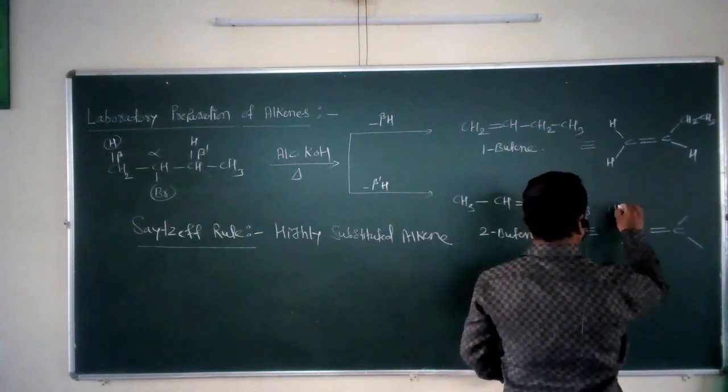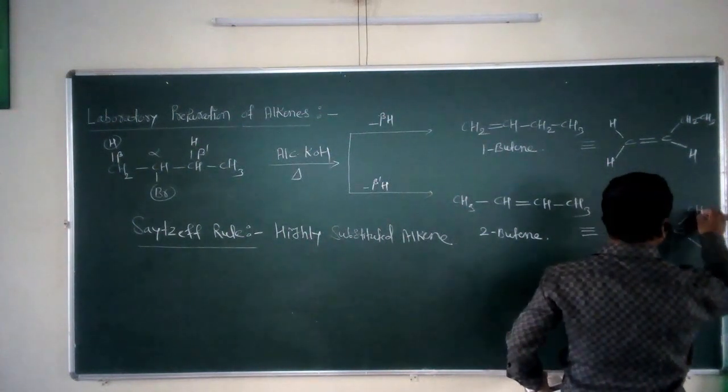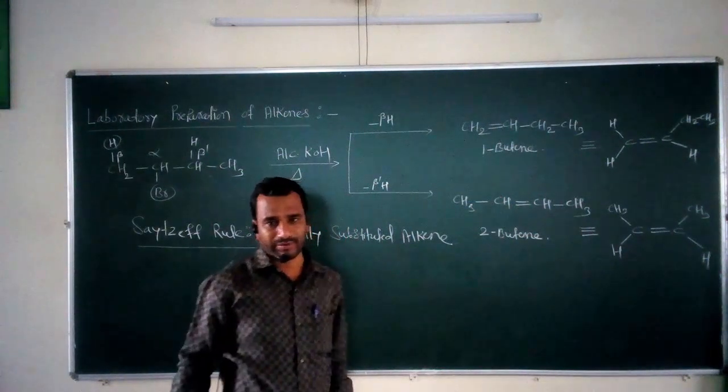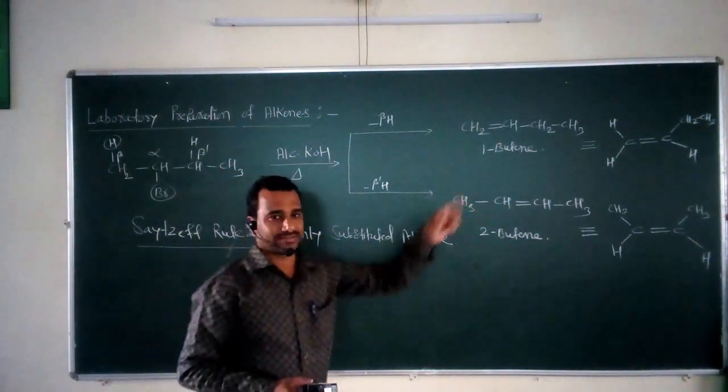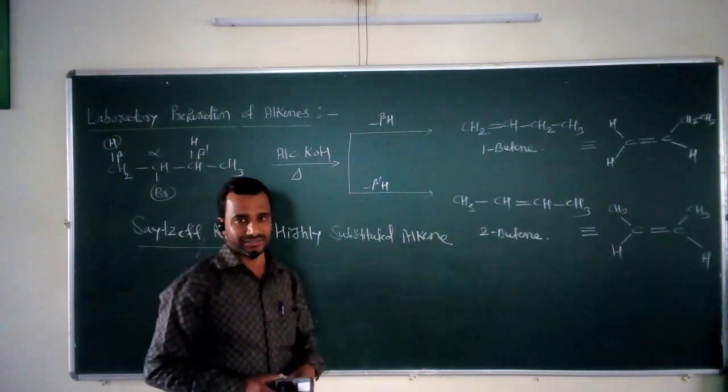This is a CH3, this is H. Again this is a CH3, this is a H. Now this is 1-butene and 2-butene. I write them in this particular form. Now what is a highly substituted alkene?